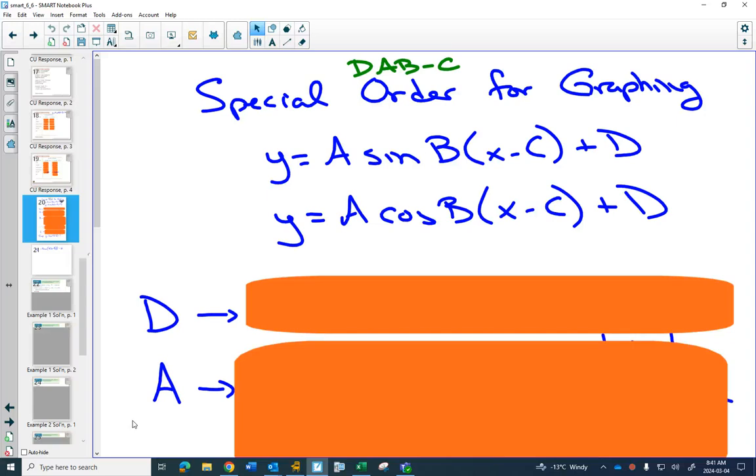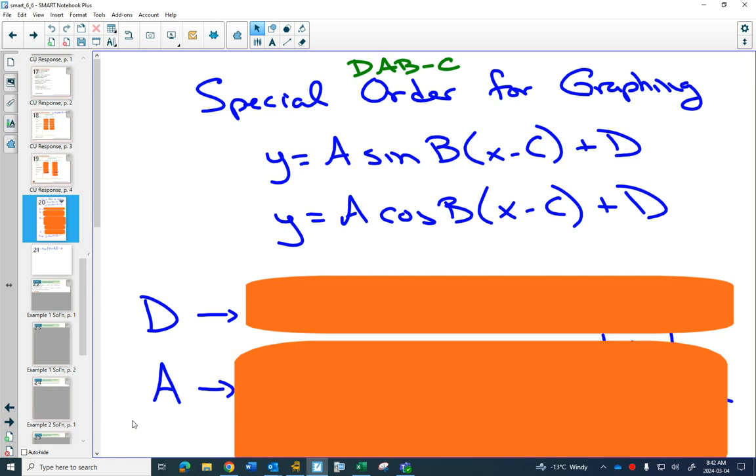So what we did last week is we looked at the A, the B, the C, and the D, and what they did individually. And we are going to use what they did individually to develop a shortcut for graphing sine and cosine.